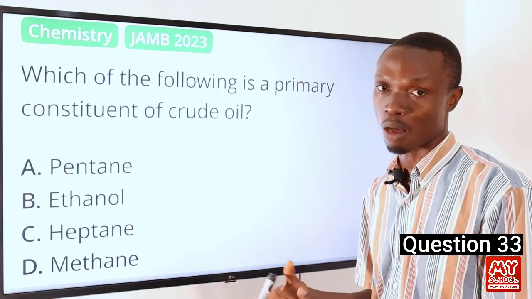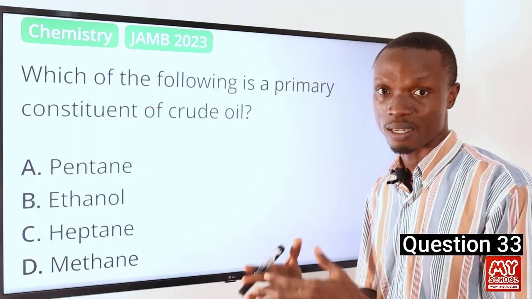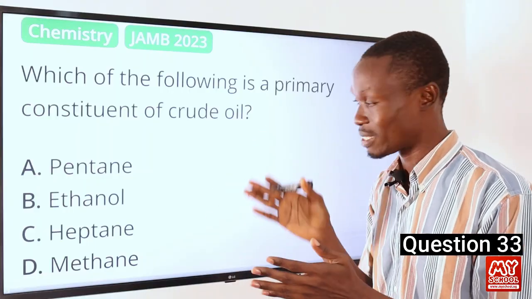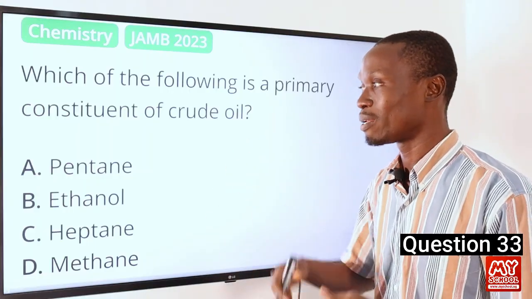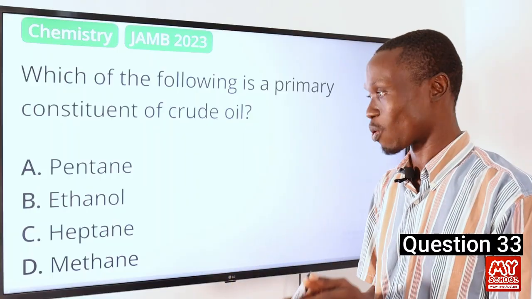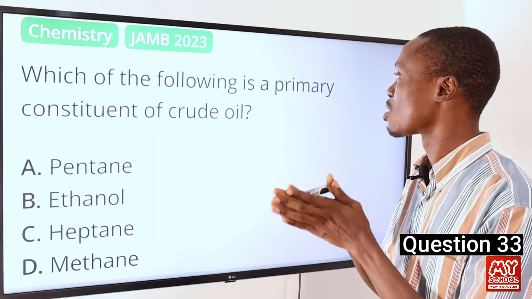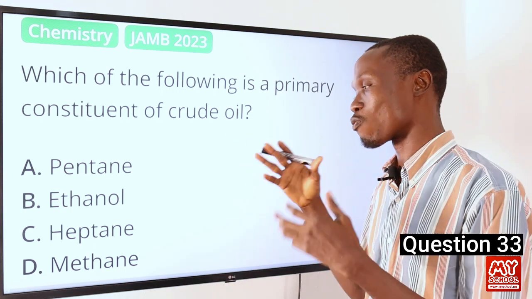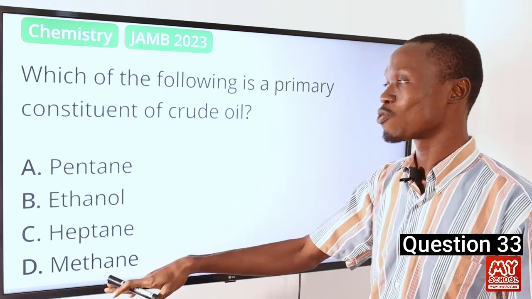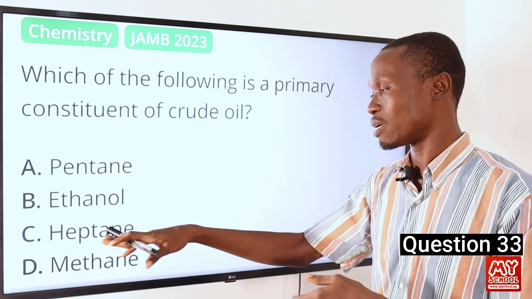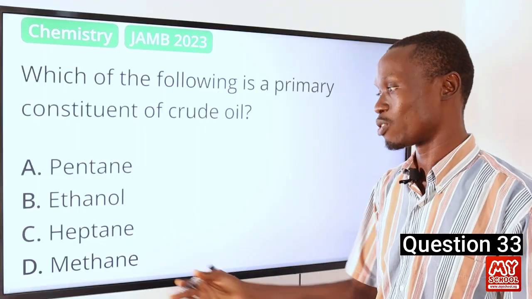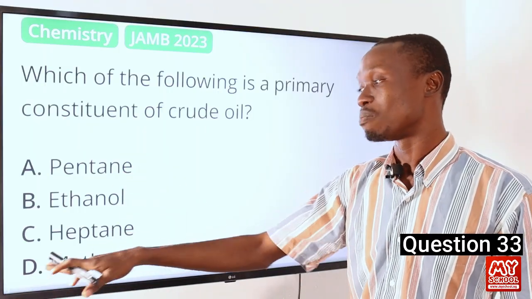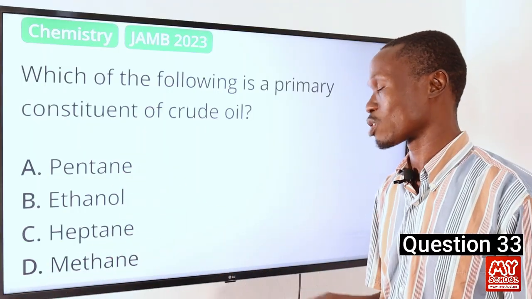In our hydrocarbons, we also find alkanes there, like methane, ethane, propane, until we get to pentane or so. But the question here is, what is the primary constituent of crude oil? So the primary constituent of crude oil is methane, even though pentane and heptane are also found. So the answer to this question is methane. Methane is the primary constituent of crude oil.